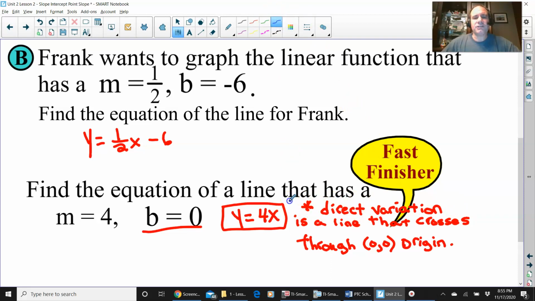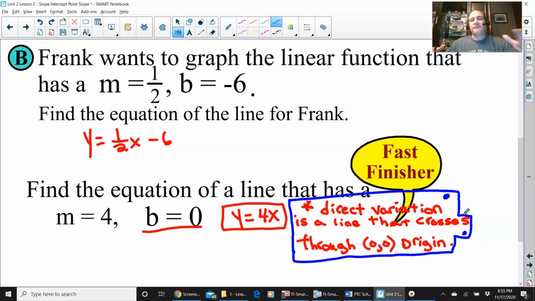A direct variation is a line, a linear function, that crosses through the origin. All right, so direct variation is a line that crosses through the 0, 0. So when you see a y-intercept of 0, it is called a direct variation.